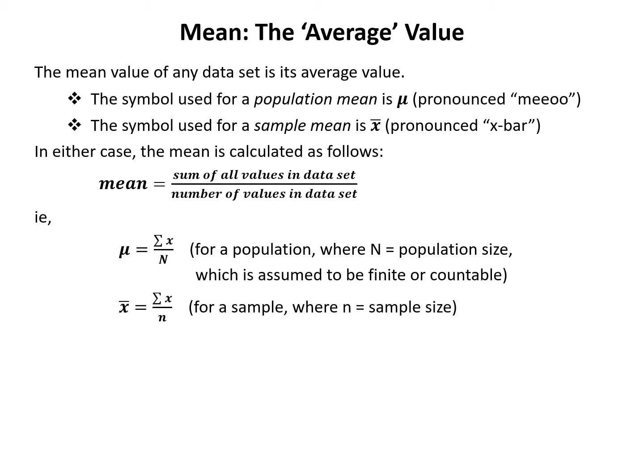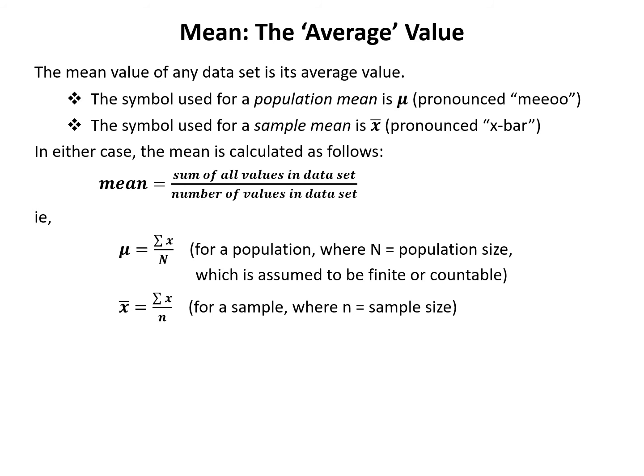Now we look at the mean, which is sometimes called the average value, although all measures of central tendency are averages of one sort or another, because average is sort of a synonym for typical. But the mean is quite often in everyday language referred to as the average, and it's probably the most commonly used and perhaps the most important of all of the measures of central tendency.